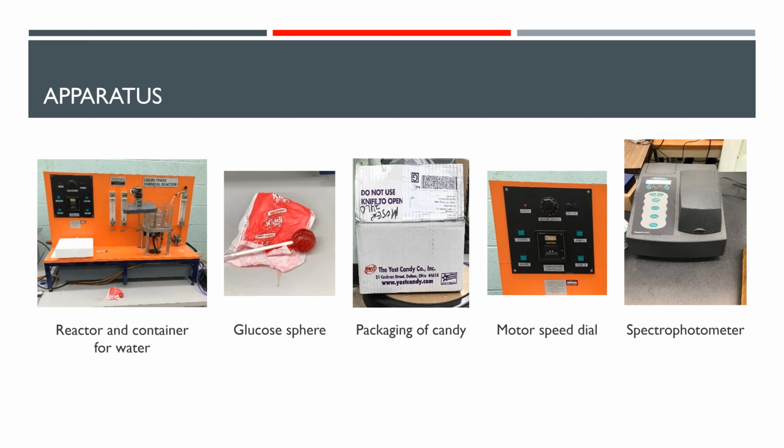On the leftmost image you can see the reactor and the container for water that we used for this experiment. Next to it you can see the glucose sphere that we used. The packaging of the candy is right next to that. On the right side of the slide you can see the motor speed dial, we turned this up to 100% for the first trial and 60% for the second trial, and on the right side you can see the spectrophotometer, which measured the absorbance and which we were able to calculate the concentration with in the Excel document.